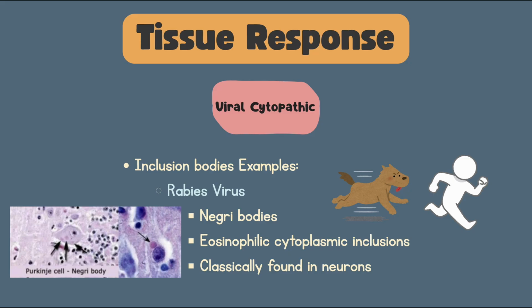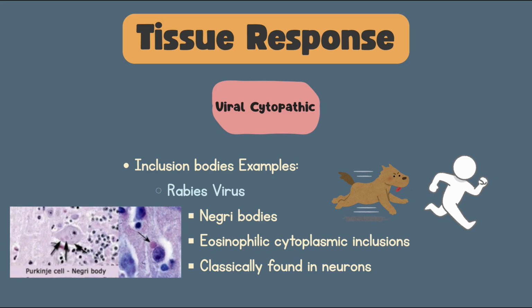Now, a nice way to remember that rabies virus produces Negri bodies is that when you see a wild dog, you always think rabies first and you run away. And run away in an Arabic Egyptian dialect is Negri. So you're gonna run away, Negri, from the dog, which causes rabies. So rabies virus causes Negri bodies.